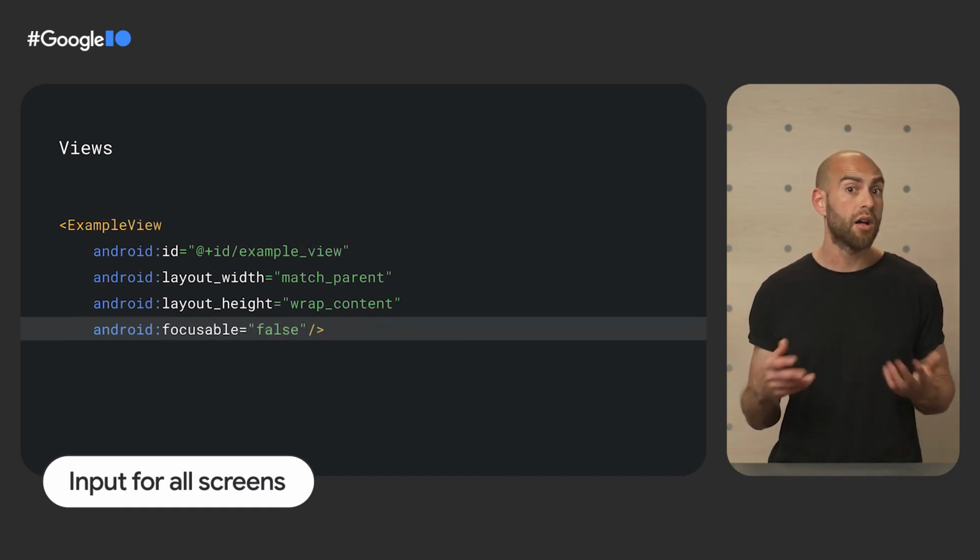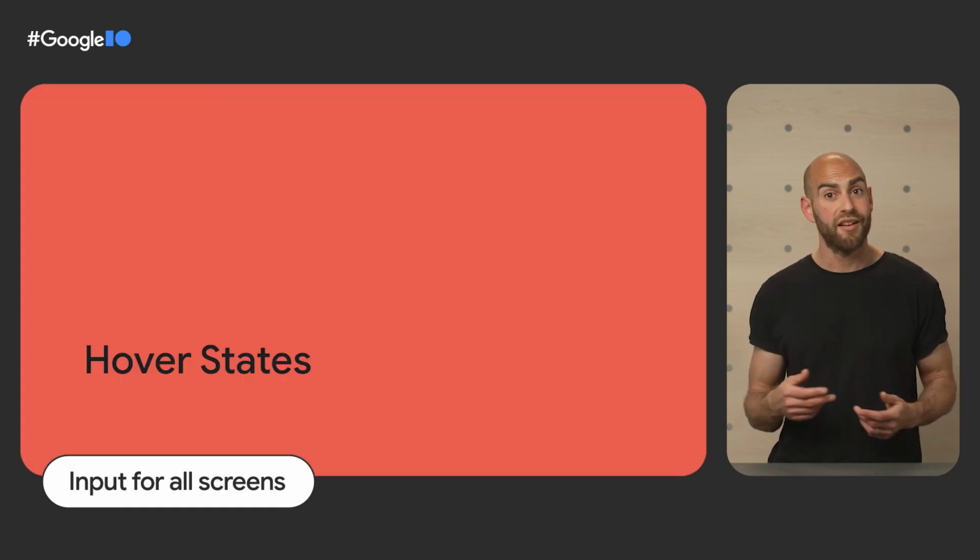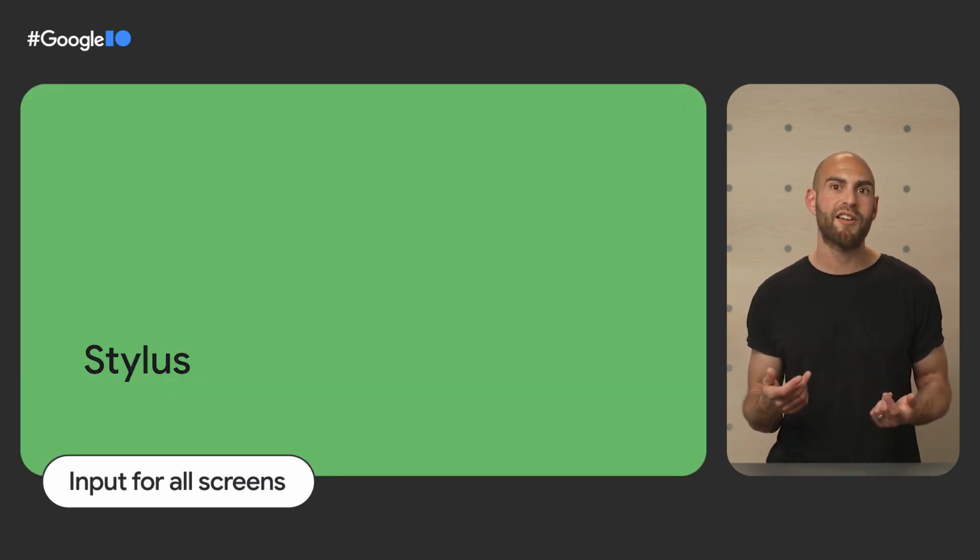but also that elements that don't need to be focusable aren't. For extra polish, consider giving interactive elements hover states, and finally, see how your app works with a stylus. Input for all screens shows you how to implement all of these use cases and ensure your users get the best experience.